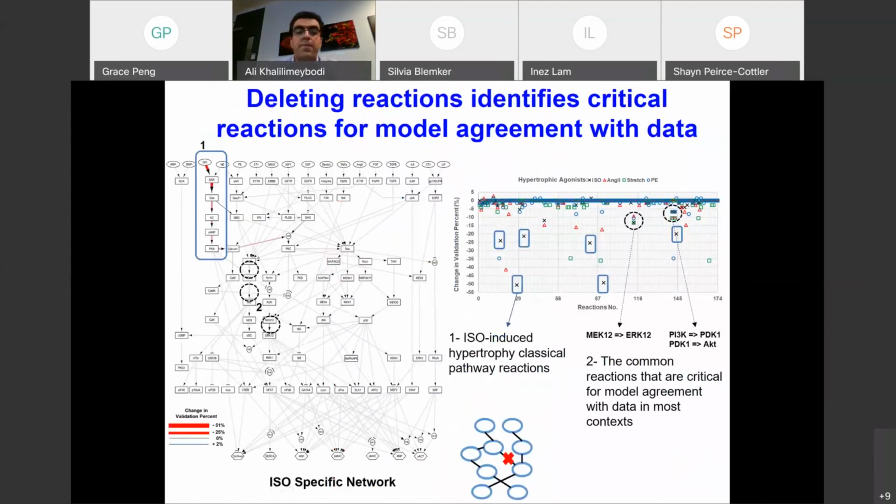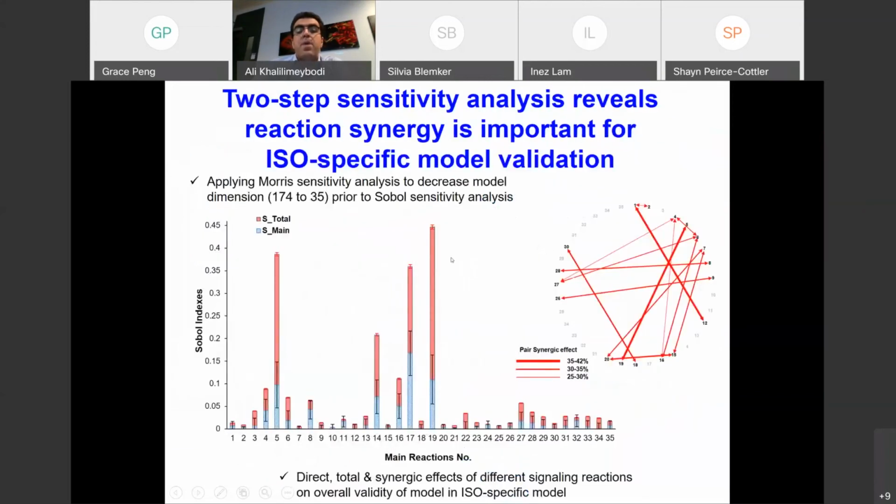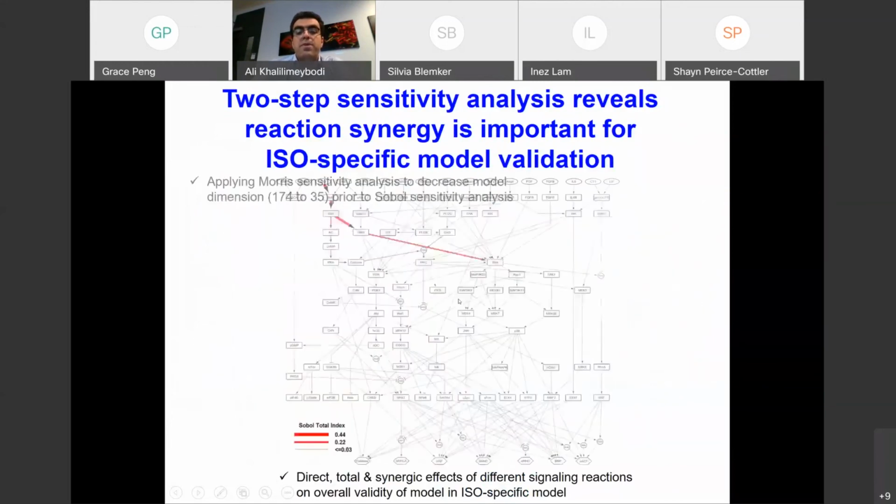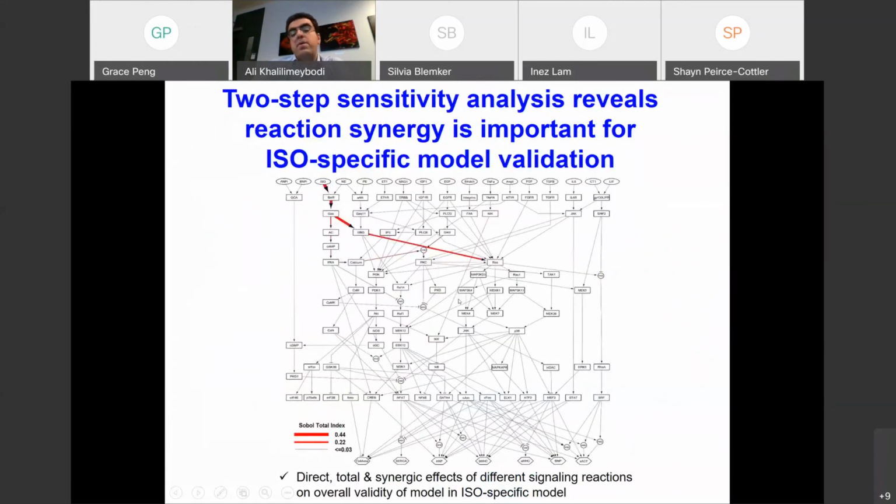This deleting reaction test shows the cardiac-specific network and also shows the reactions that are important in all of the main contexts. For example, these reactions are important in all four contexts, but these reactions are important only in the ISO-specific context. This shows, after applying Morris sensitivity analysis and decreasing the parameters, the total and direct effect. This diagram also shows the main reactions in the ISO-specific model.